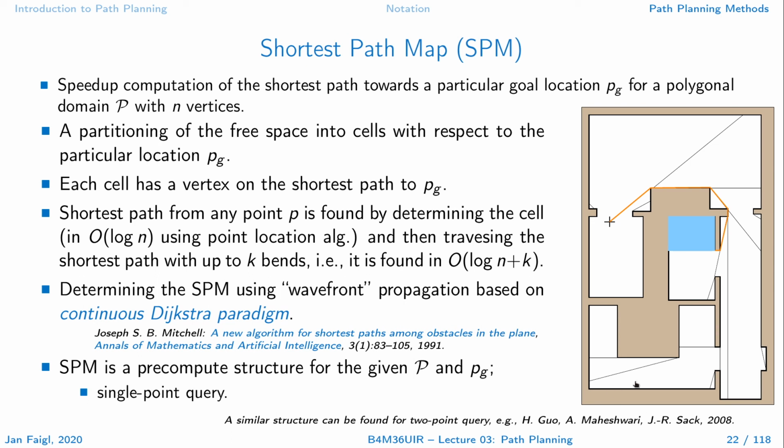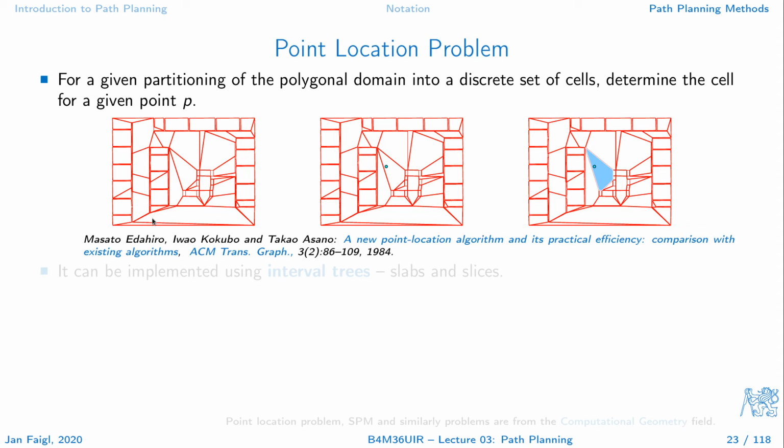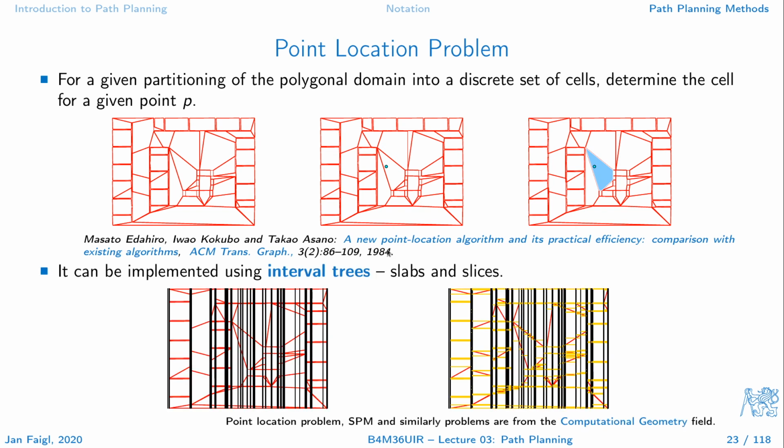But basically, the idea is that once we have a map, we pre-compute something and create a data structure. So this is a decomposition method. We create a decomposition of the environment into individual cells, for which we can quickly query the shortest path to any location. But you may ask, okay, how will I find the cell? This is the point location problem. You have some decomposition, and you are asking in which cell the location is, and what you can use is interval trees, and there is a really old paper about that.